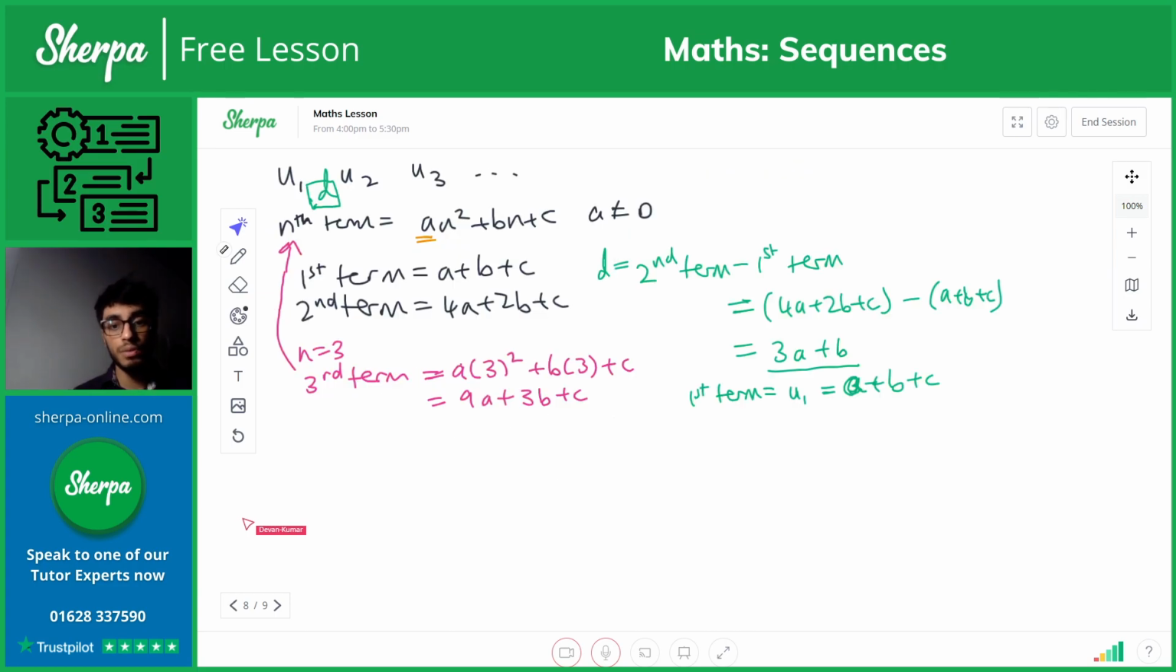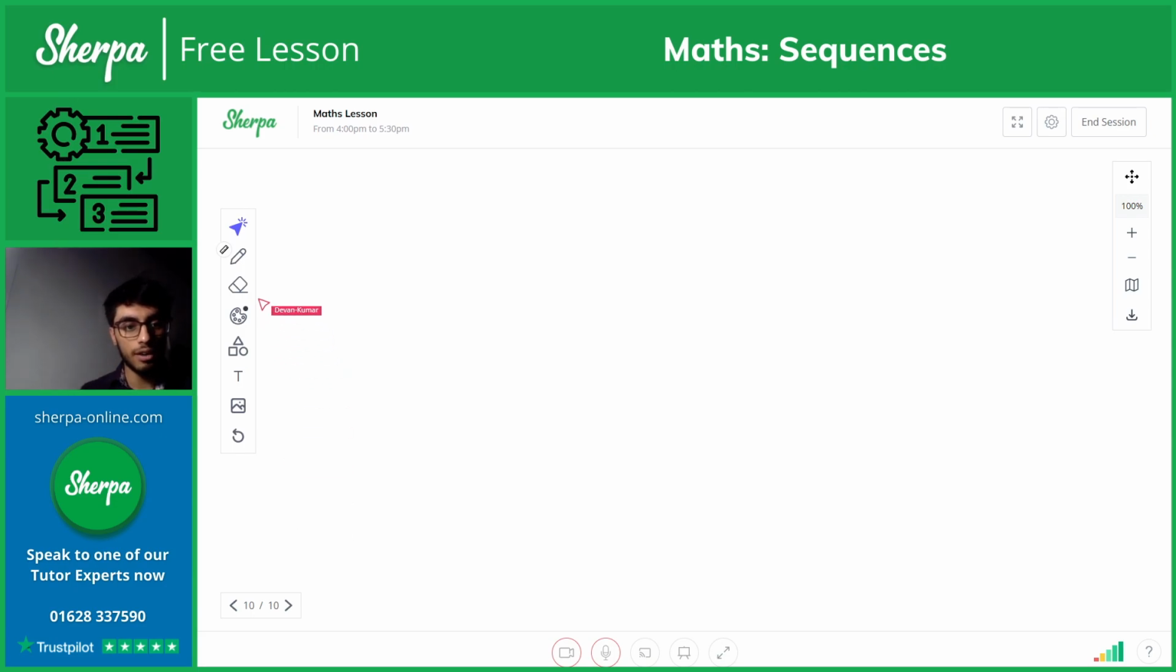And let's see how this works. With those three equations, I'll write them down again. Firstly, the first term, u1, is equal to a plus b plus c. The second one I had was that the first difference between the first two terms is 3a plus b. That's useful. And then finally, a equals the second difference over 2.